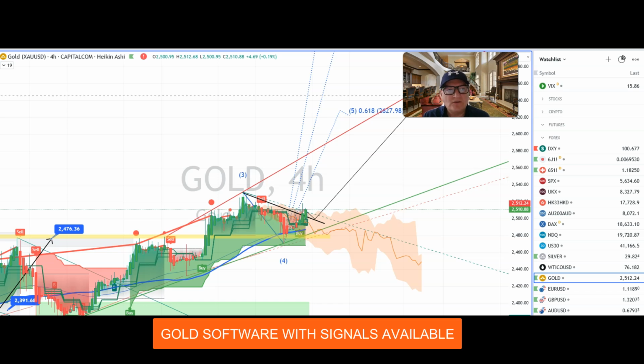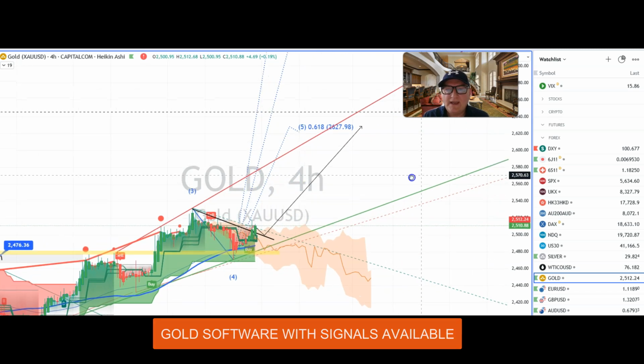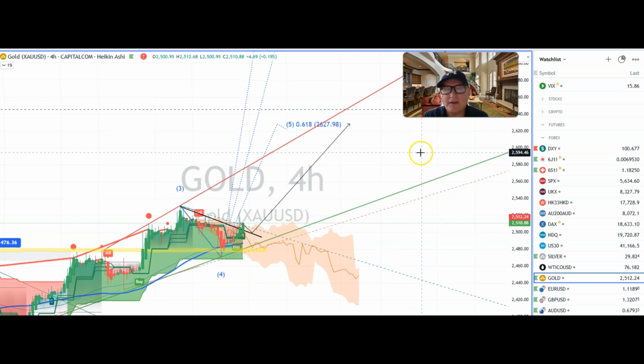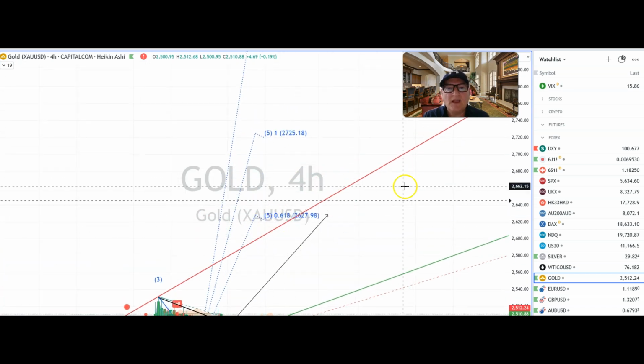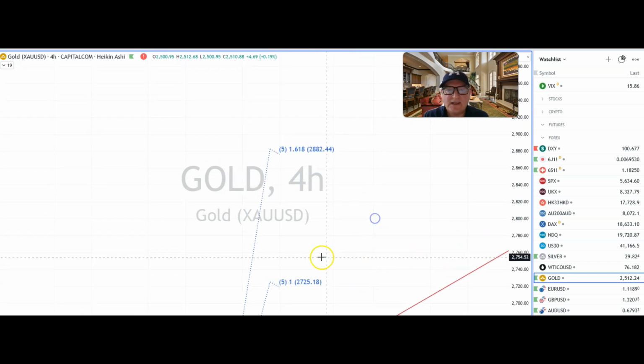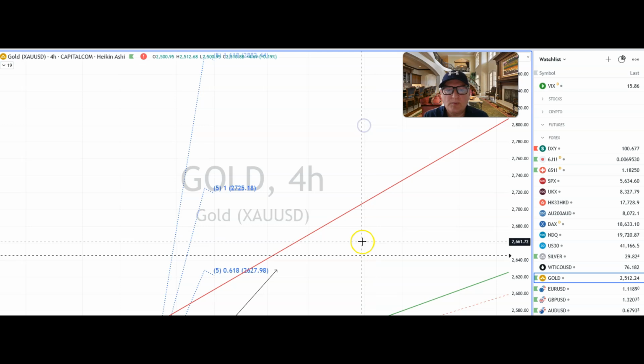So in terms of the long term, we are looking at a big move in terms of gold heading for targets. Are you ready for this? 26.28. Targets 27.25. Target 28.82. Yes, this is going to be big.